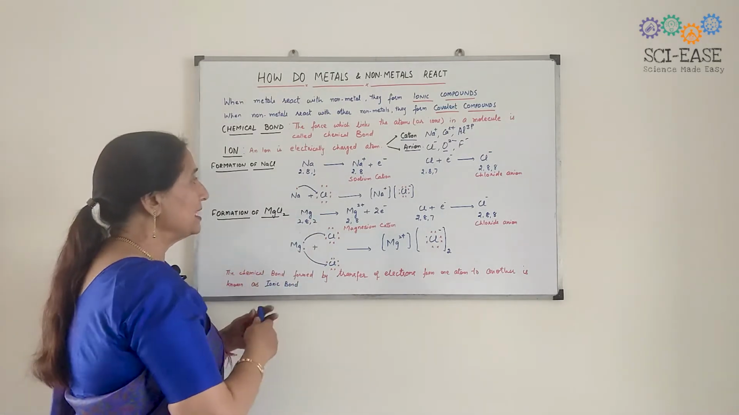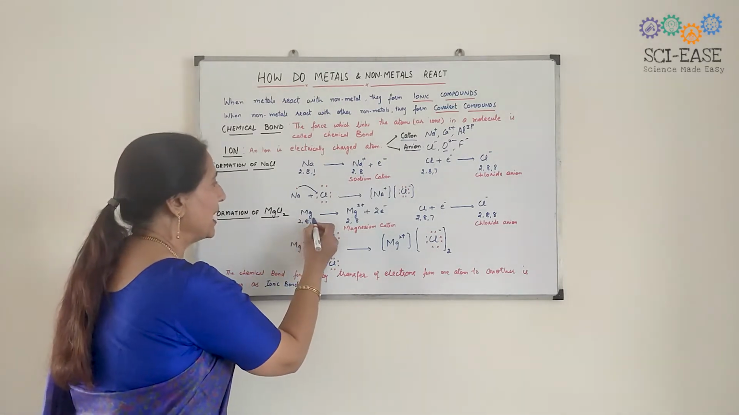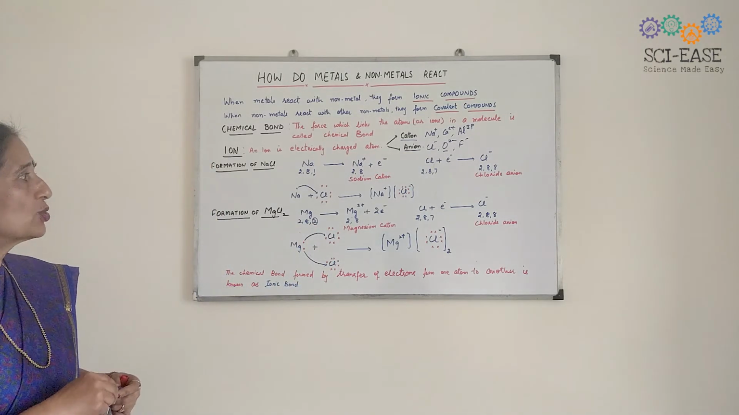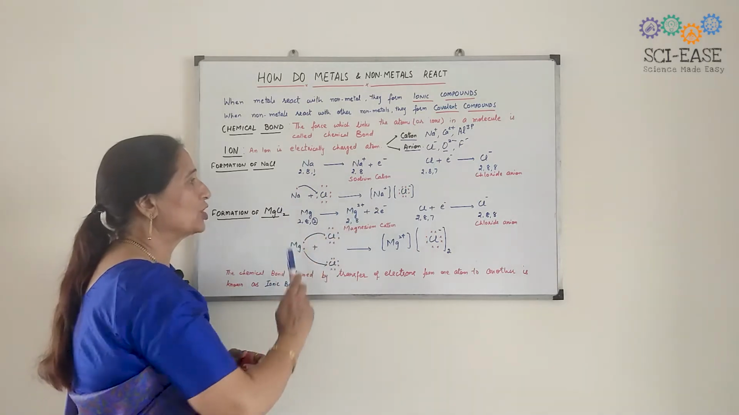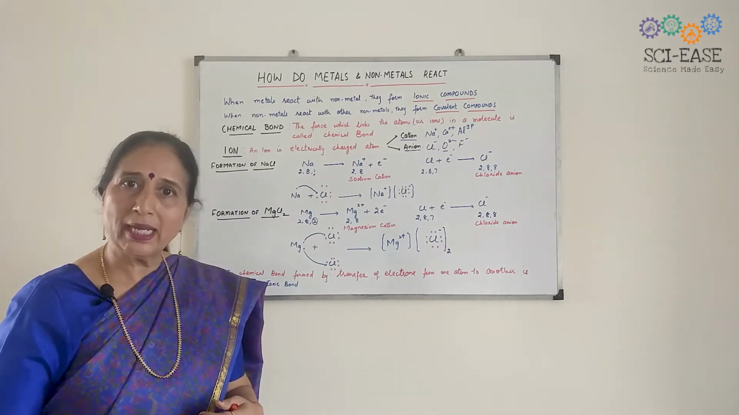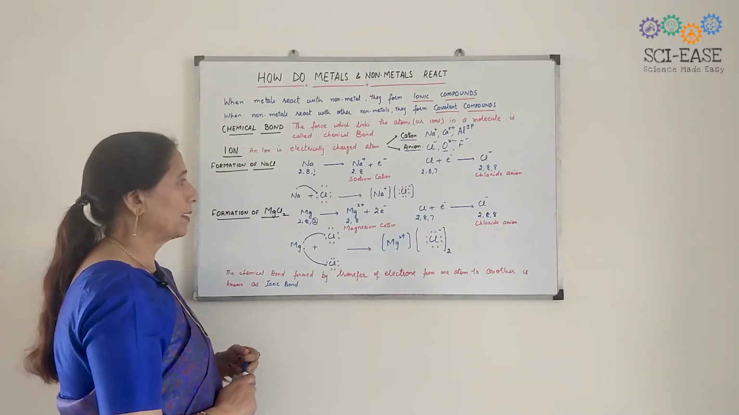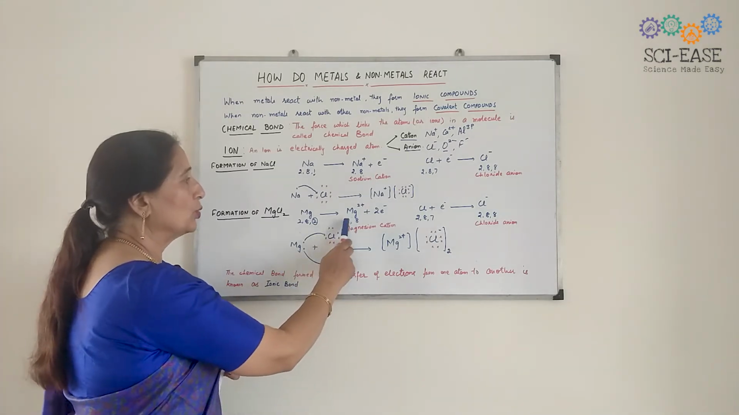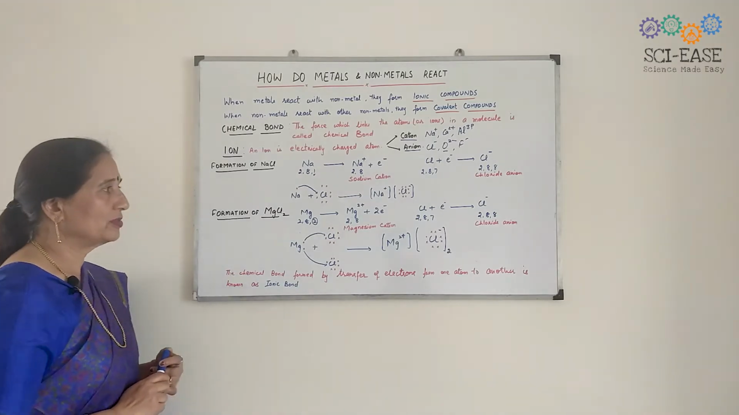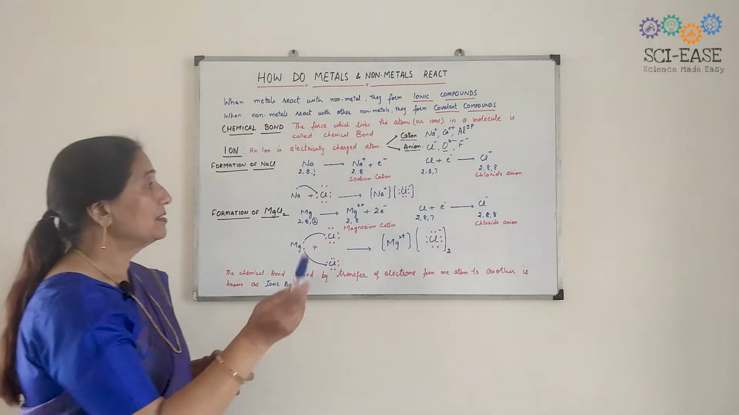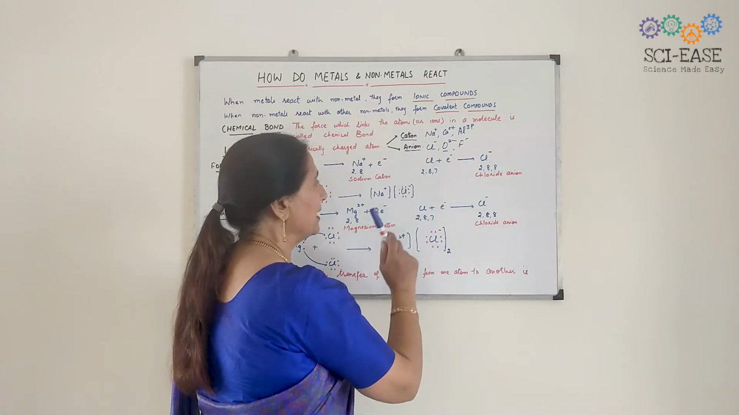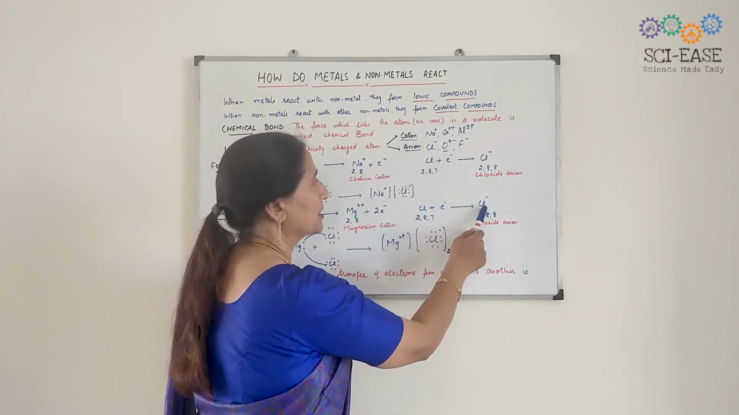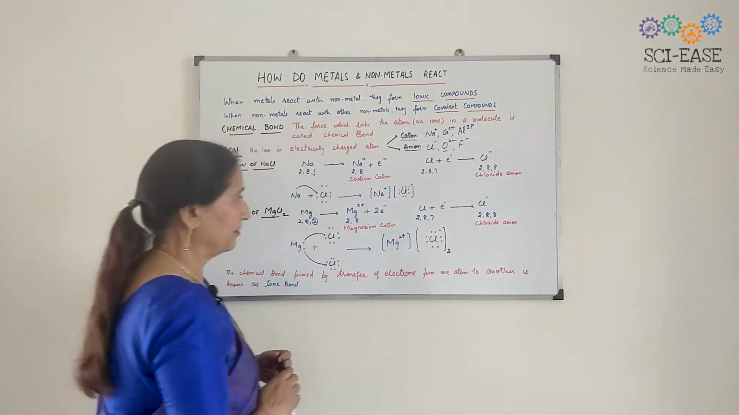Magnesium has these 2 loosely held electrons, and it will lose these 2 electrons and result in the formation of Mg2+ plus 2 electrons. Now it has acquired the configuration of neon, 2, 8, 10 electrons. In the same way, Cl: I've already told you that it will gain one electron, resulting in the formation of Cl negative.